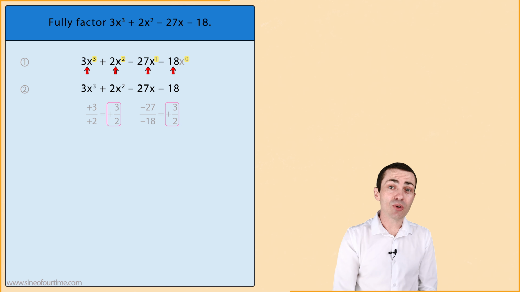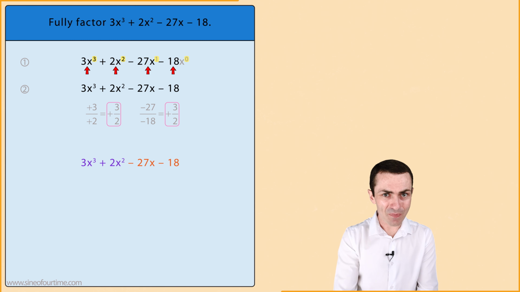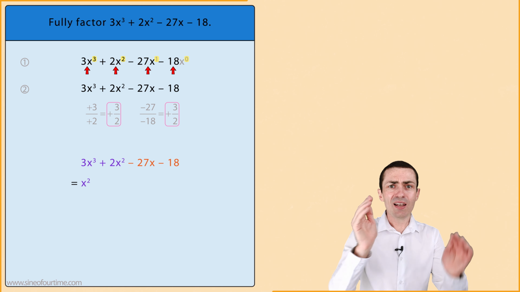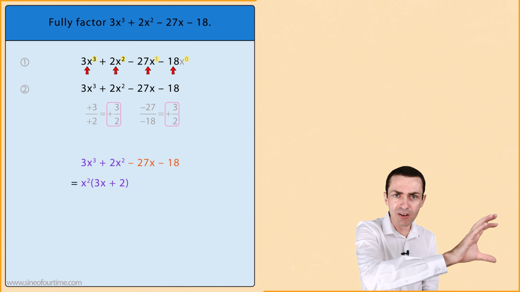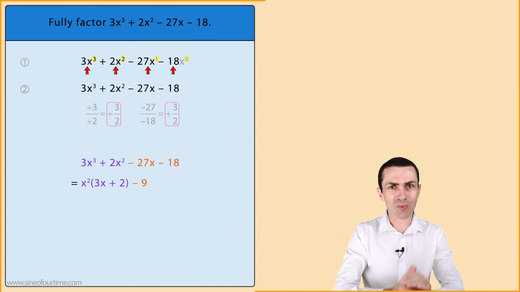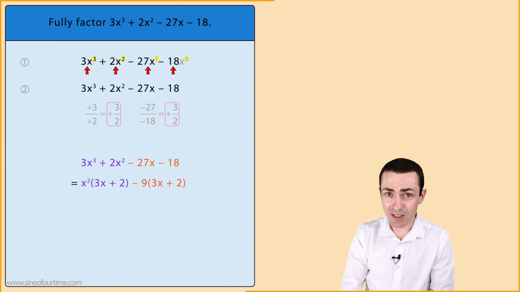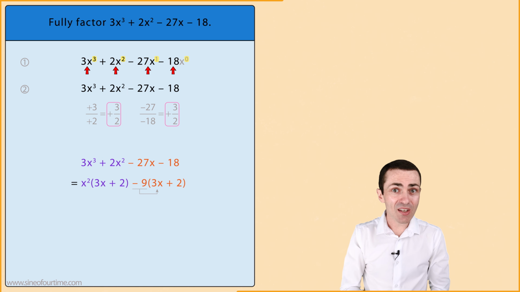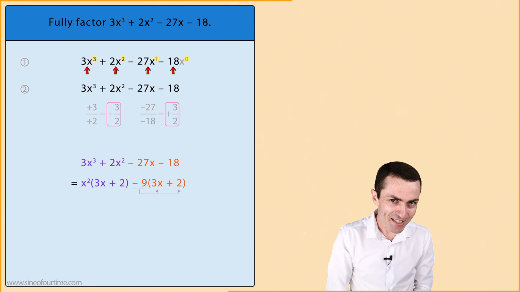To do this, let's group the first two terms and the last two terms and factor them separately. In the first two terms, we can take out a common factor of x squared, leaving us with 3x plus 2. And in the last two terms, we could take out a common factor of negative 9, again leaving us with 3x plus 2. If we want to do a little check to make sure that we have factored correctly, negative 9 multiplied by 3x does give us negative 27x, and negative 9 multiplied by positive 2 does give us negative 18.